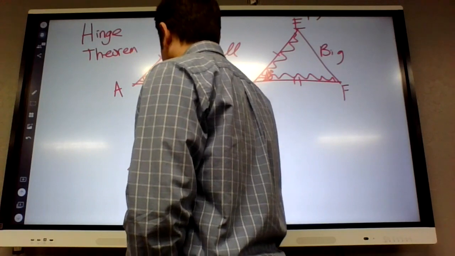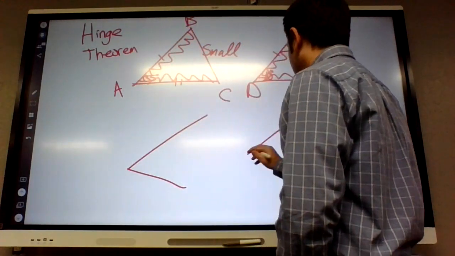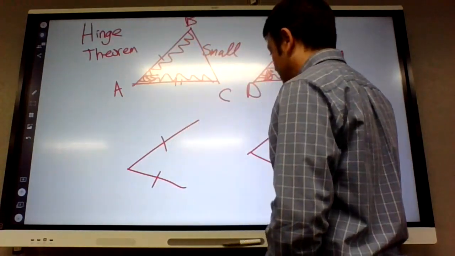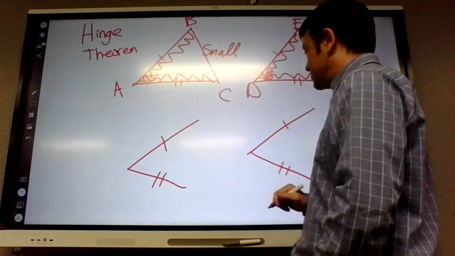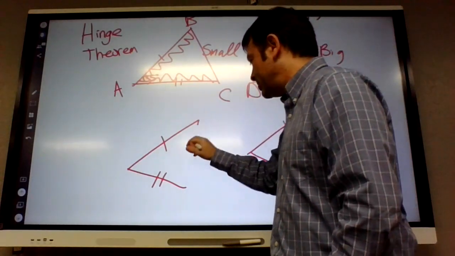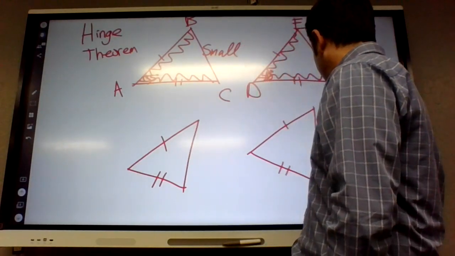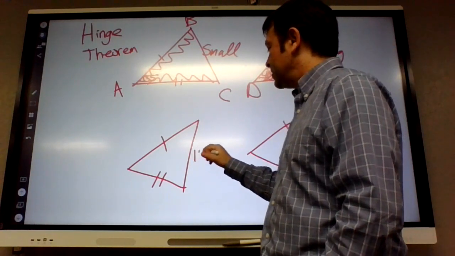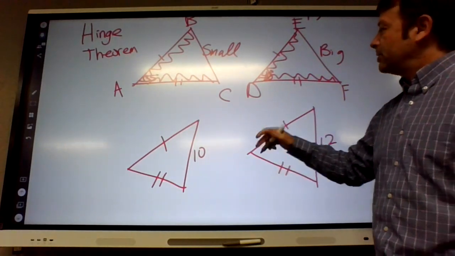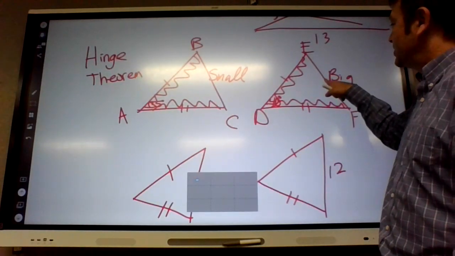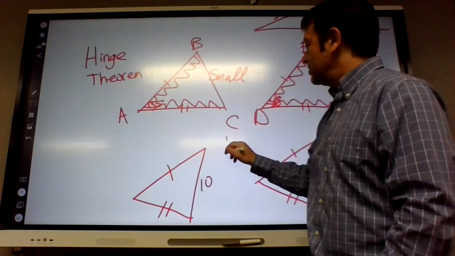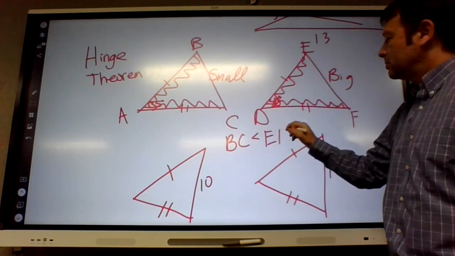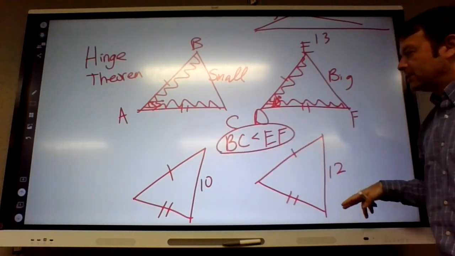So on this one, see if I can match it again. The jaws are the same again, so these two match these two. But this time we know, let's see which one looks bigger. We'll say this one is like 10 and this one's like 12. By the way, I probably should have written this: BC is smaller than EF. That's from the last one. That's kind of like the answer.